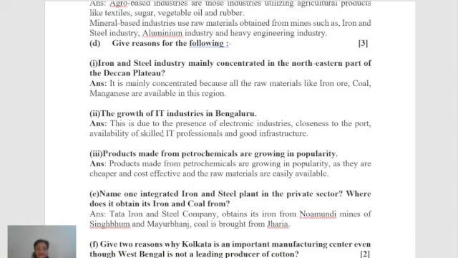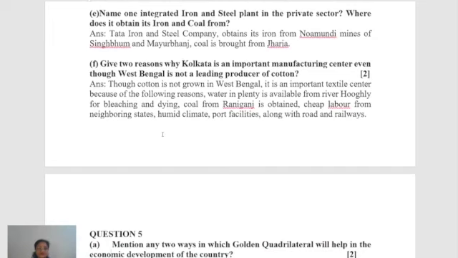Now next question, name one integrated iron and steel plant in the private sector. Where does it obtain its iron and coal from? So one integrated iron and steel plant in the private sector is the Tata Iron and Steel Company, that is, we also call it TISCO. Its iron is coming from Noamundi mines of Singhbhum and Mayurbhanj, whereas the coal is brought from the Jharia coal field.